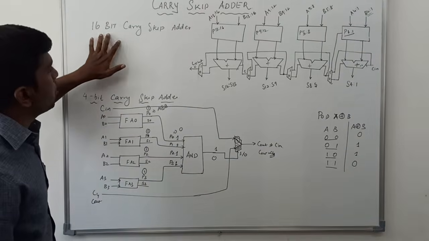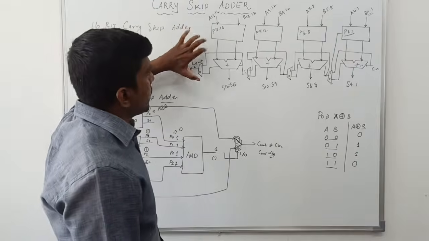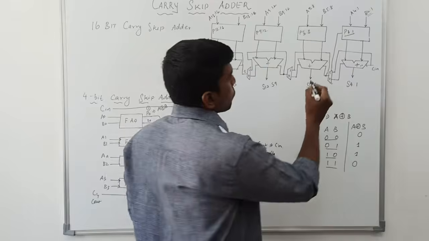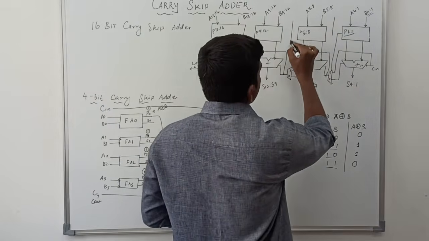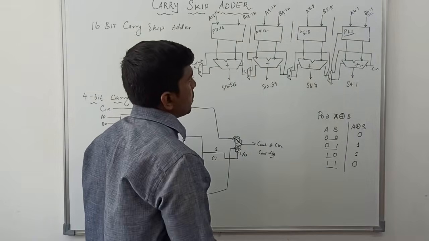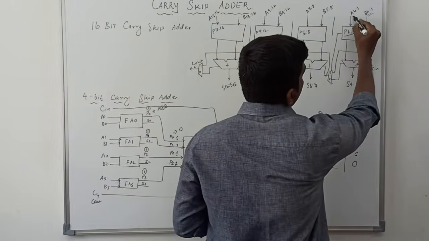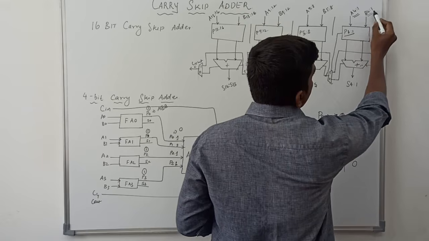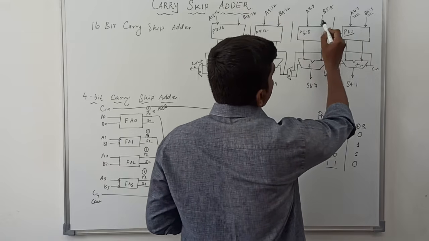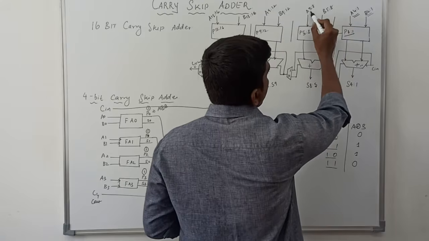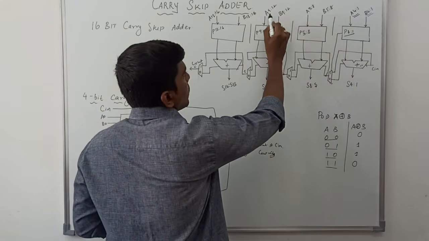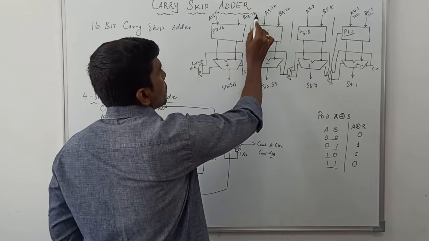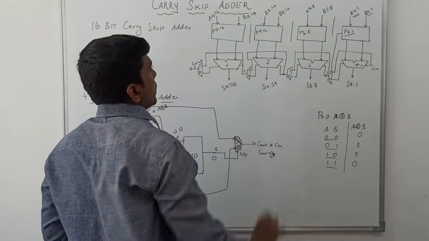Then come to the 16-bit carry skip adder. This is a simple diagram for a 16-bit carry skip adder. In this diagram, we have 4 blocks: block 1, block 2, block 3, block 4. Each block carries 4 input values, so 4-bit values. The first block carries B4 to B1, A4 to A1. Second block input is B5 to B8, A5 to A8. Third block input is A9 to A12, B9 to B12. Fourth block input is B13 to B16, A13 to A16.